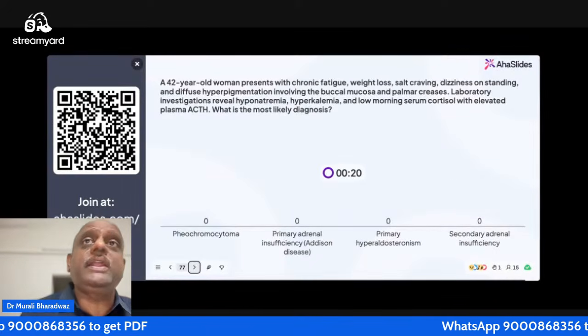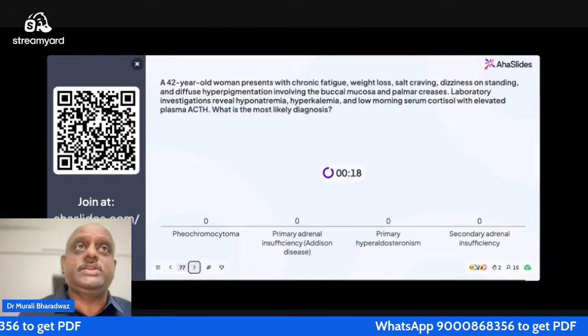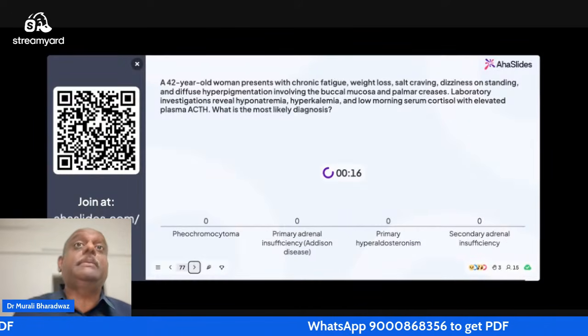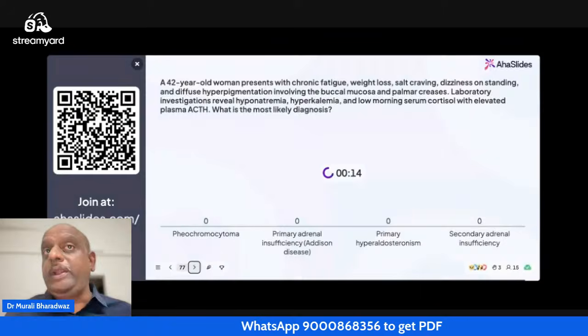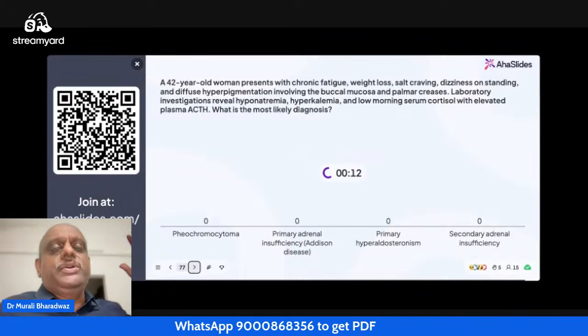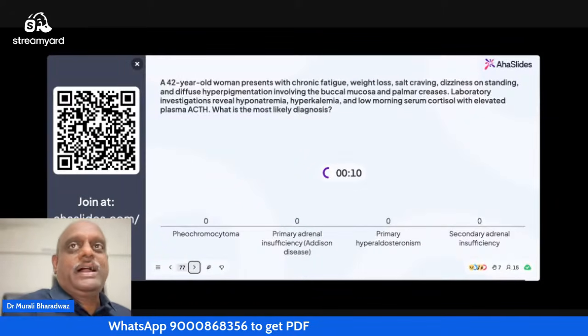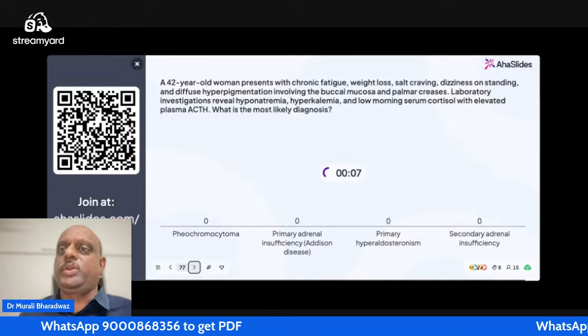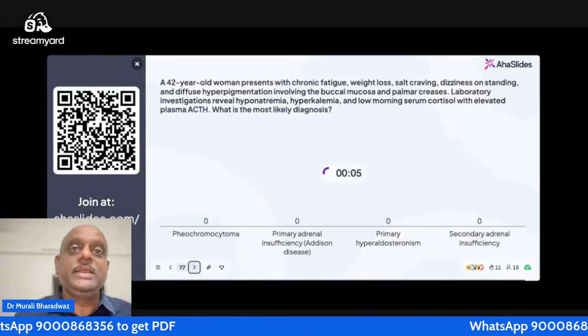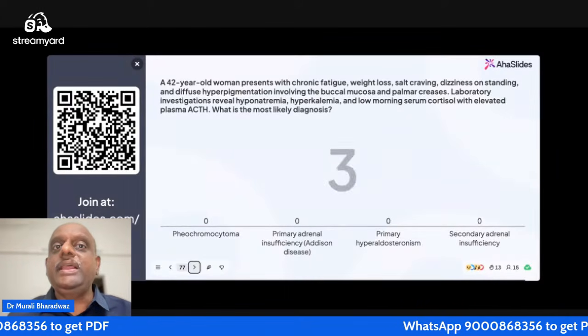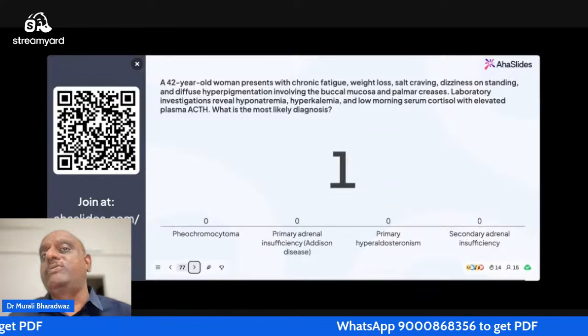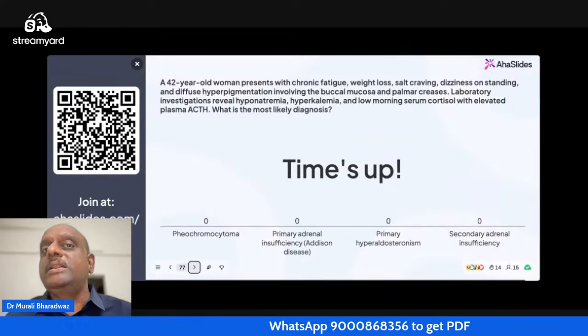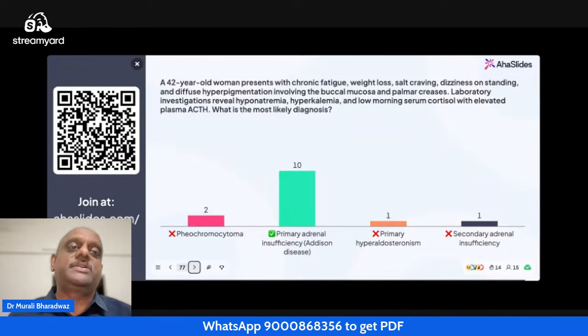42-year-old with chronic fatigue, with weight loss, salt craving, dizziness on standing, diffuse hyperpigmentation, hyponatremia, hyperkalemia. By now, you should jump and answer. Answer is there before your eyes, doctor. It is the classical case of Addison's disease. Beautiful.